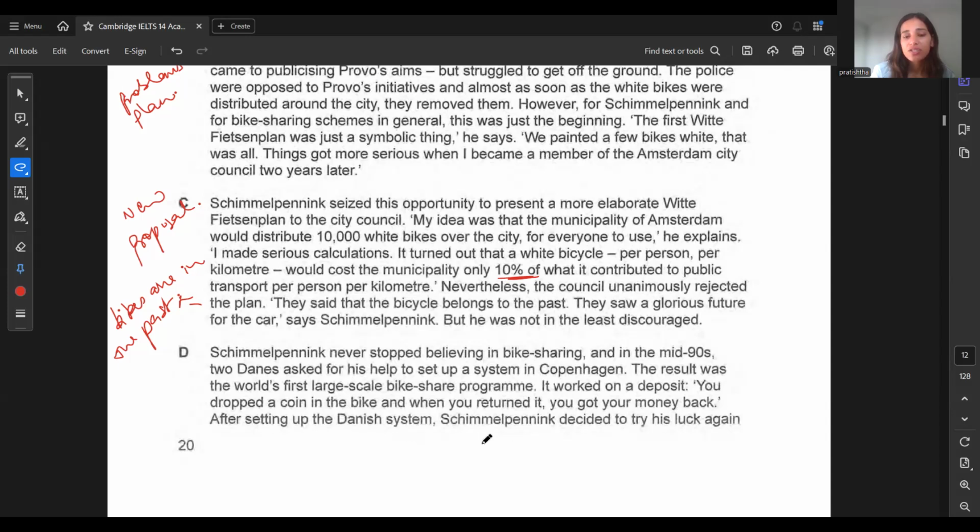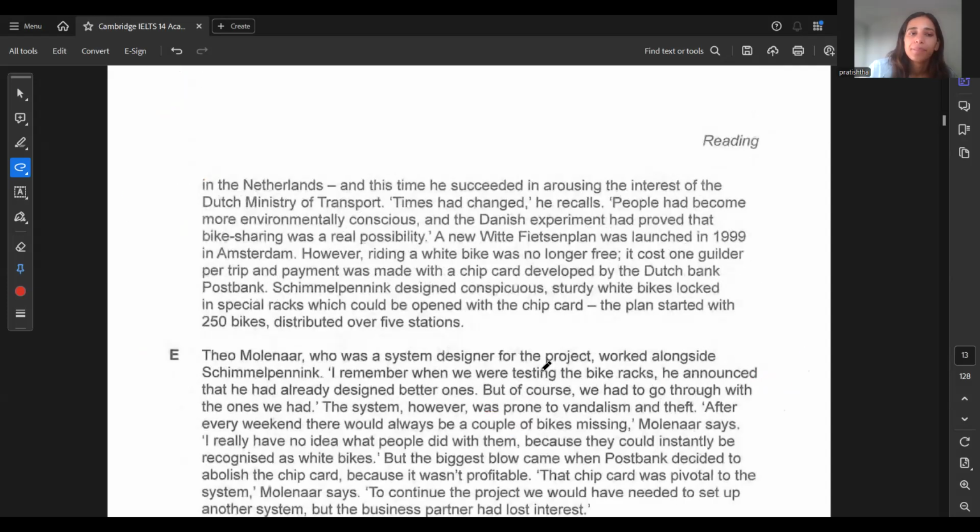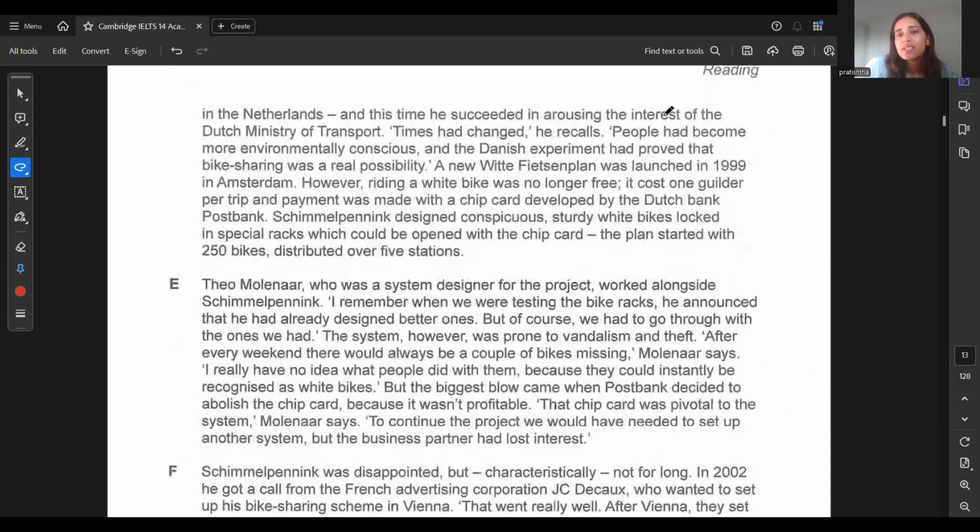After setting up the Danish system, he decided to try his luck again. And this time he succeeded in arousing the interest of the Dutch Ministry of Transport. Times had changed, you recall. People had become more environmentally conscious. So this new plan was launched.